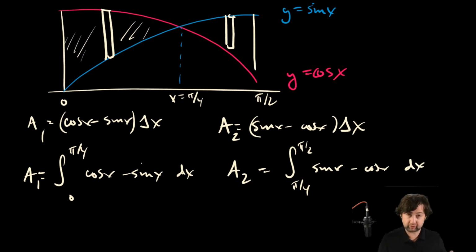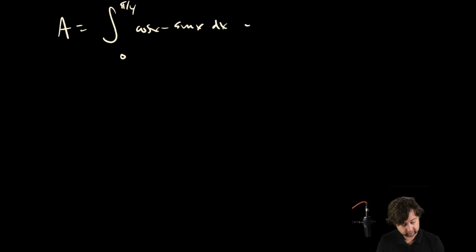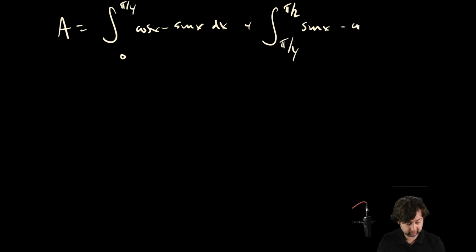Okay, so now it's just a question of computing some integrals. So the area is going to be equal to the integral from 0 to pi over 4 of the cosine of x minus the sine of x dx plus the integral from pi over 4 to pi over 2 of the sine of x minus the cosine of x dx. These are more table integrals that you're just supposed to know. Be careful with signs when you do these things. I mess these up too.